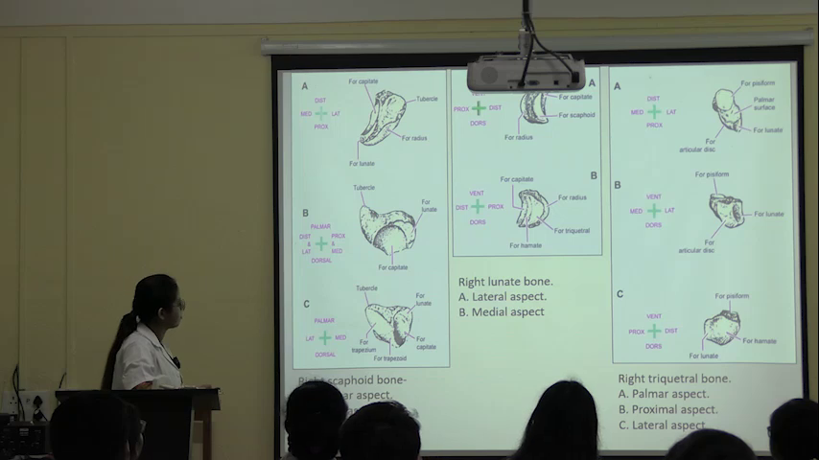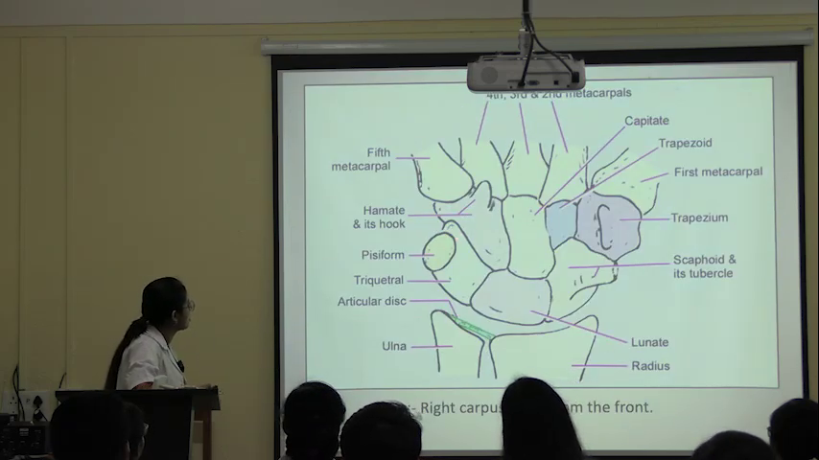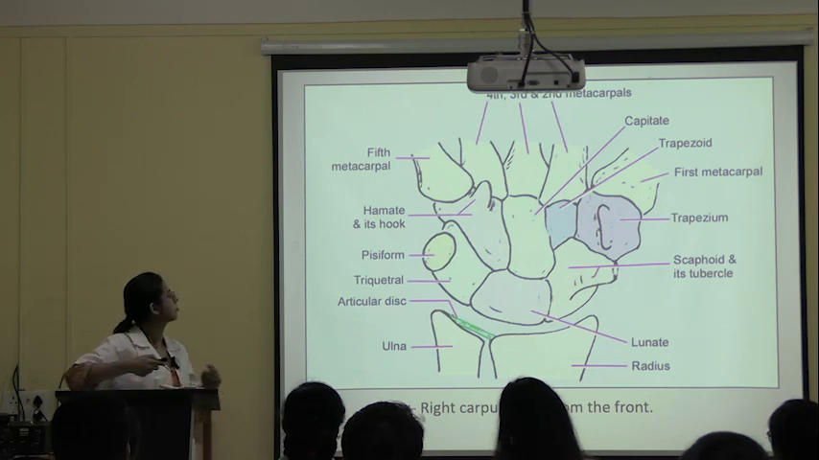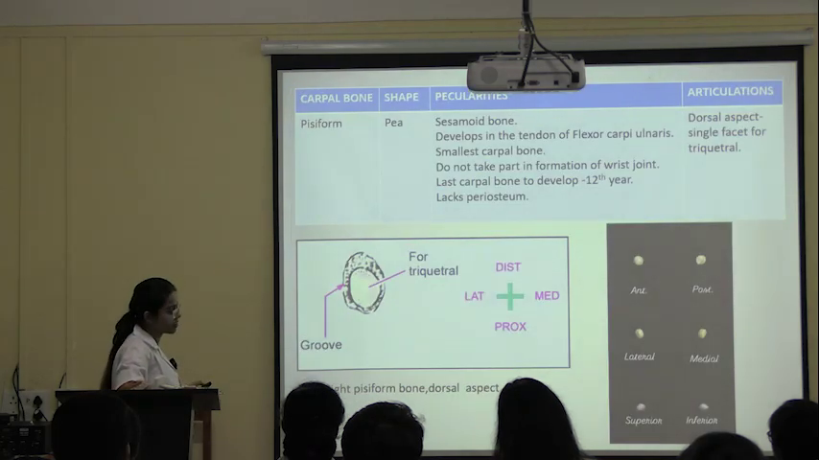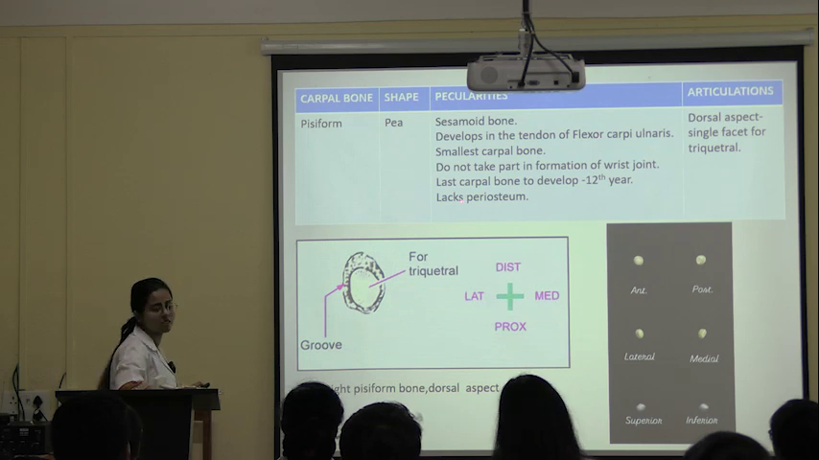See, this is the triquetrum. Above it is the pisiform. This is the palmar surface of triquetrum, so it has a facet for this pisiform. And then at the back of pisiform is the dorsal surface of pisiform, articular surface for this bone, triquetrum. Now you will be asked in exam about this. Sesamoid bone develops in the tendon of flexor carpi ulnaris, smallest carpal bone, peculiarities of pisiform bone.